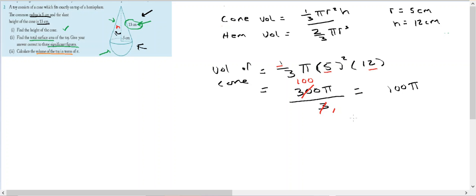So what we're saying is that the volume of the cone in terms of pi is equal to 100 pi centimeters cubed. So that's the volume of the cone. Now what we want to do is work out the volume of the hemisphere. So that's this part here. We use this formula, and once we get both, we need to add them together.